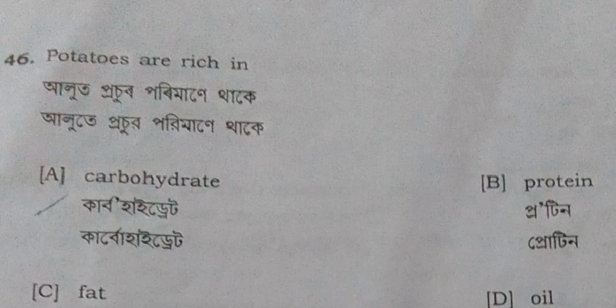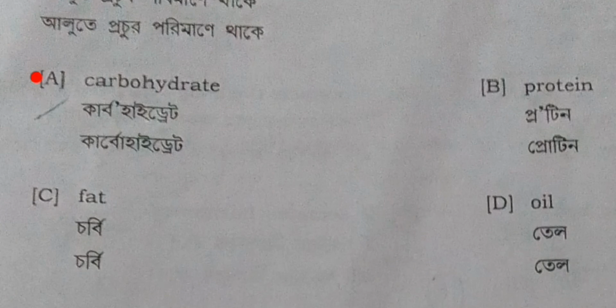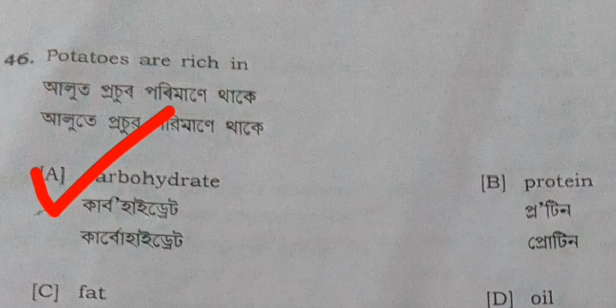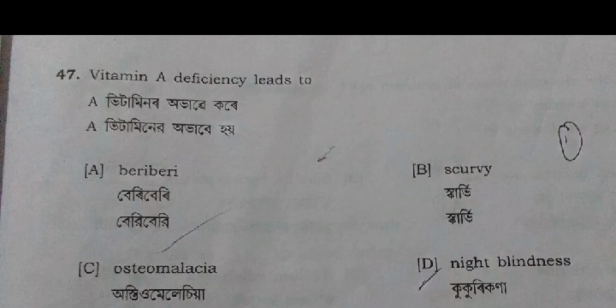Okay, next question is 47 number. Vitamin A deficiency leads to, A, beriberi, B, scurvy, C, osteomalacia, or is it D, night blindness? The answer is none other than D, night blindness.